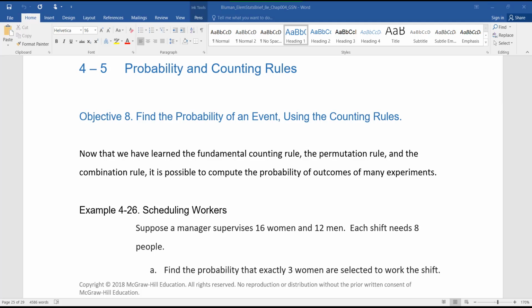All right, so probability and counting rules. In this objective, we're going to find the probability of an event using the counting rules. Now that we have learned the fundamental counting rule, the permutation rule, and the combination rule, it is possible to compute the probability of outcomes of many experiments just using these three rules, depending on what situation you are in.